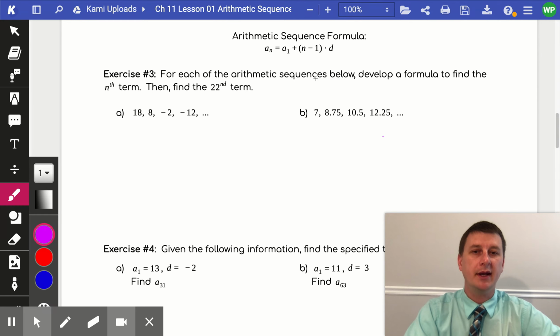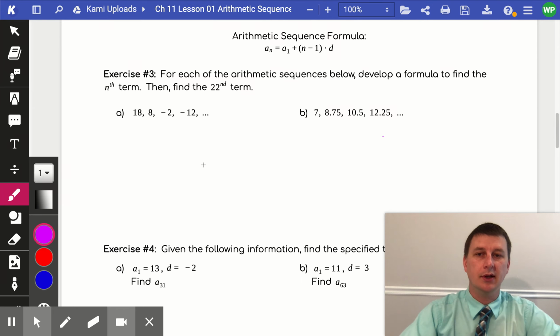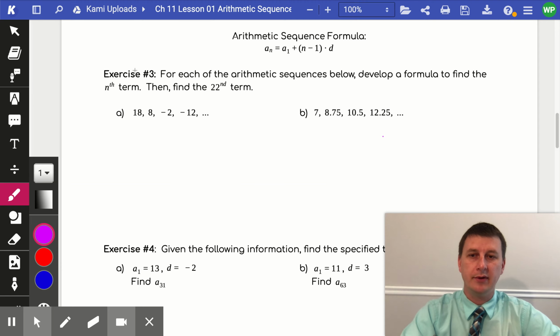All right, so in exercise number 3 then, keeping that formula visible up there, it says for each of the arithmetic sequences below, develop a formula to find the nth term. Then find the 22nd term. So the first thing we want to do when we're dealing with arithmetic sequences is we want to list out the pieces of the formula that we're going to need. So we're going to need, right off the bat, a sub 1 and d.